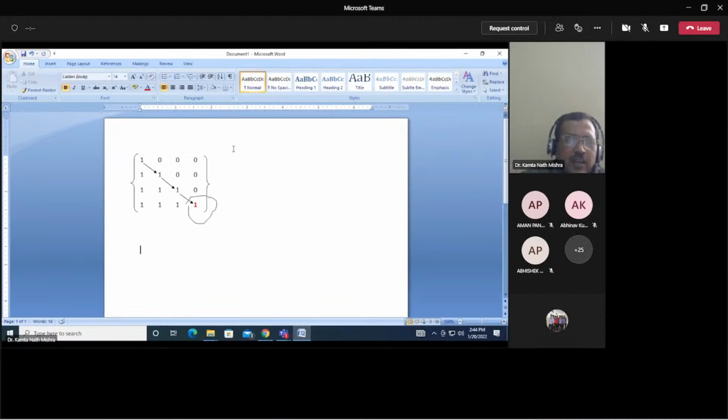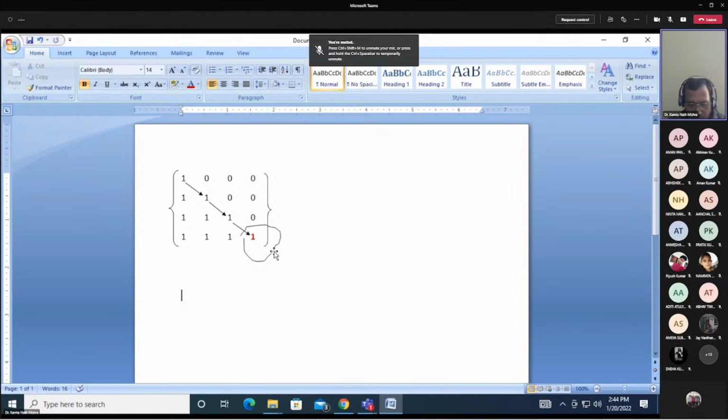Now note down question 2 for today. Write a program to implement upper triangular square matrix.